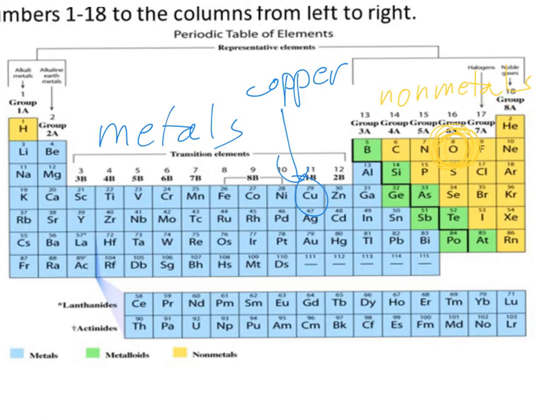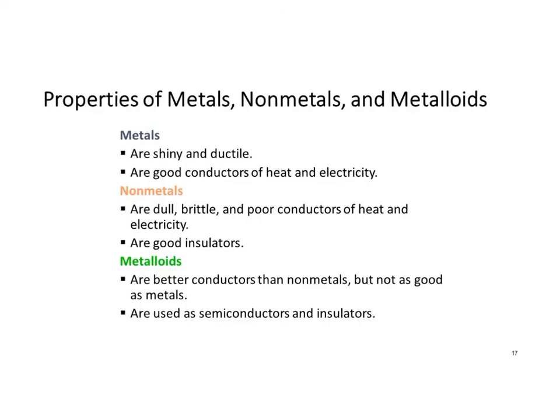Now these elements in green here are metalloids. Each one of these three groups has properties that are different from the other two groups. Let's take a look at them. Metals tend to be shiny and ductile. Ductile is a fancy way of saying you can draw them into a wire.